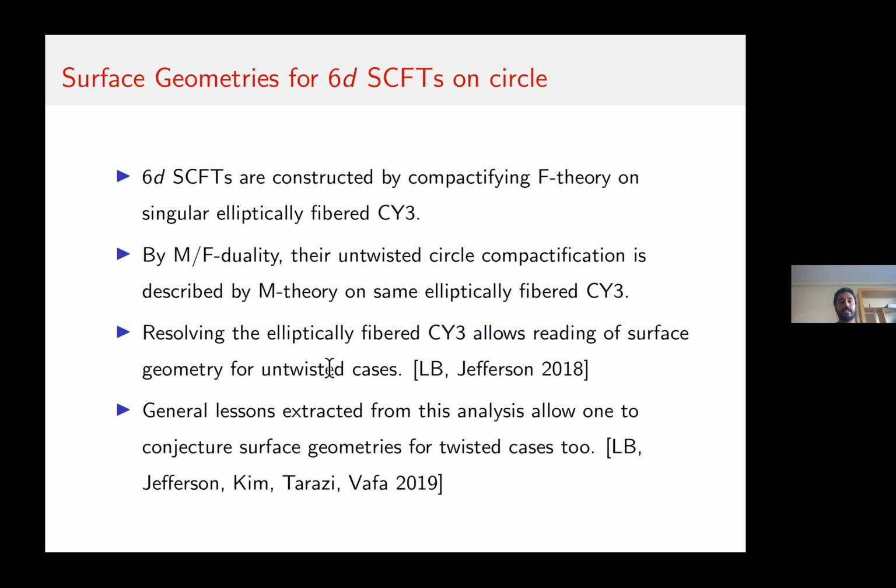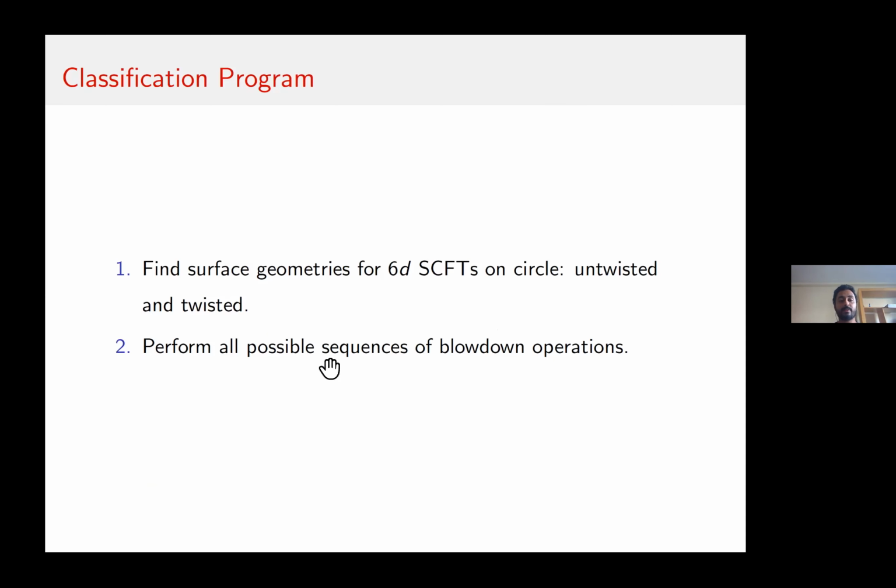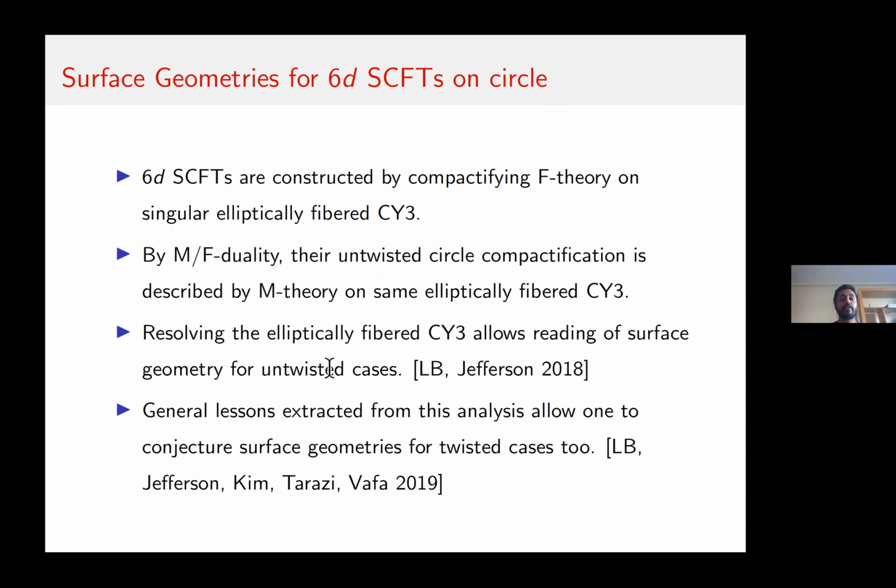Okay, so let's discuss the first point in this classification program of finding surface geometries for 6D SCFTs compactified on a circle. For this, we use the fact that 6D SCFTs, or the ones that we know, can be constructed by compactifying F theory on singular elliptically fibered Calabi-Yau 3-folds. And then there is a famous M theory F theory duality, which states that if you perform a circle compactification of this F theory background without any twists, then you can equivalently describe the setup as M theory compactified on the same elliptically fibered Calabi-Yau 3-fold.